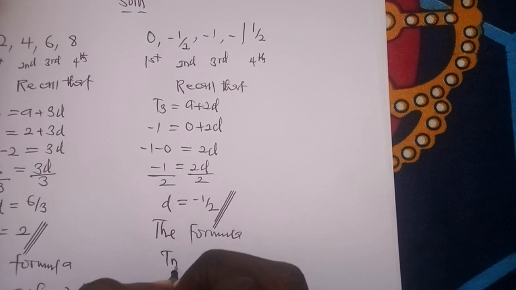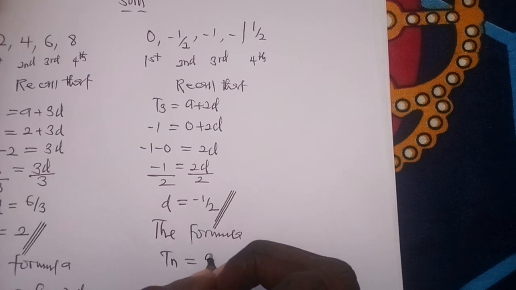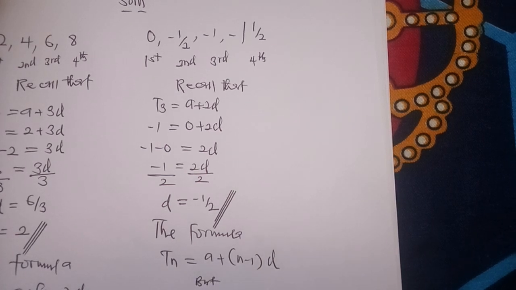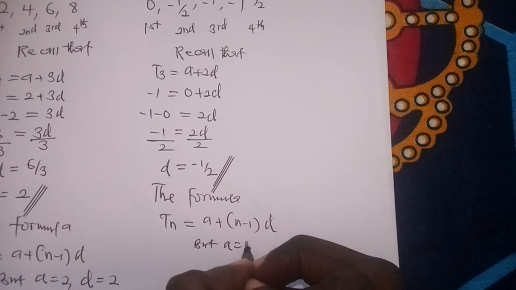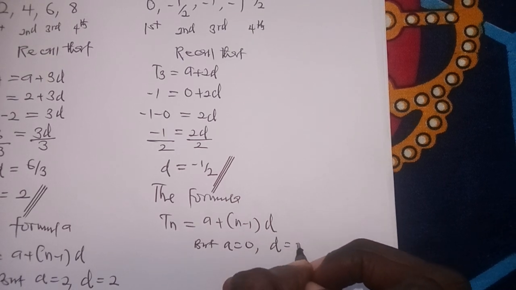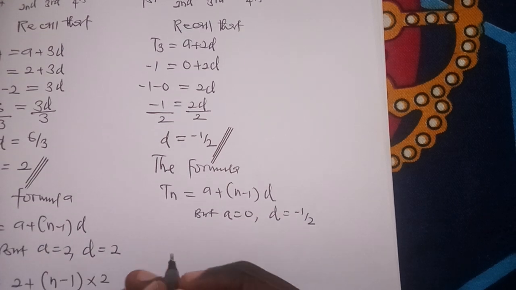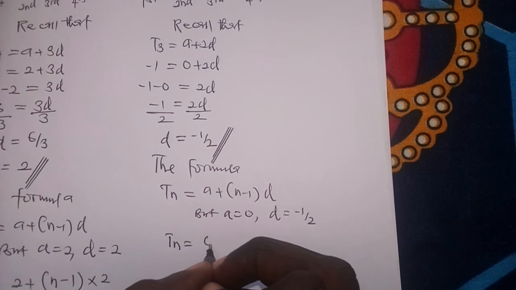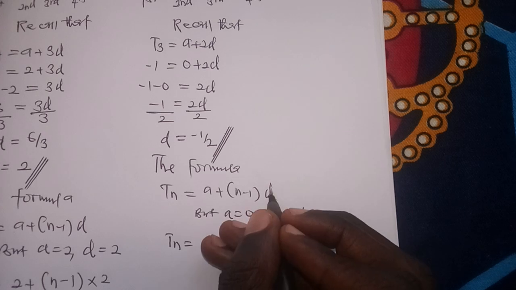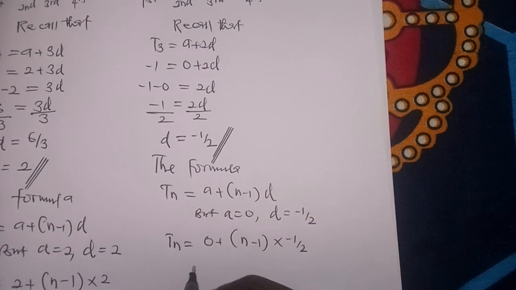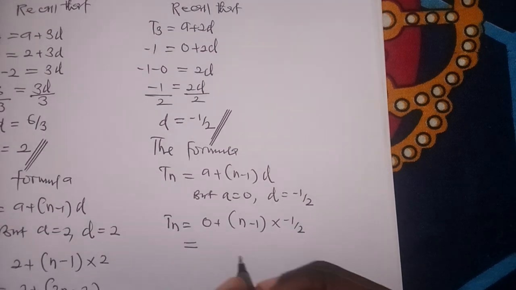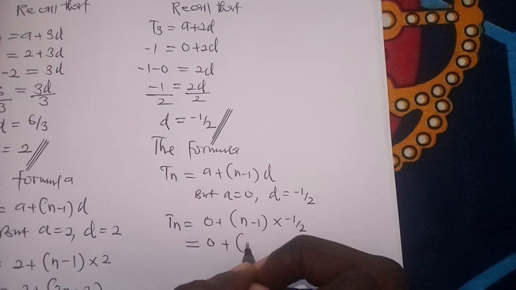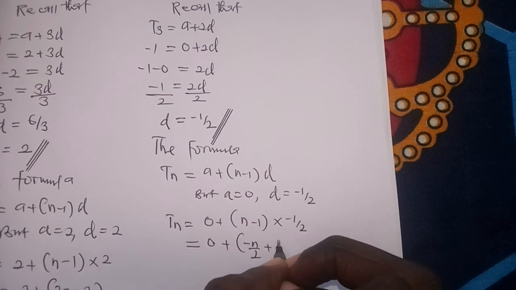the nth term is a plus n minus 1 times d. We substitute now. The first term, that is a, is given as 0 and d is given as minus 1 upon 2. Then the nth term that we are asked to find becomes 0 plus n minus 1 times minus 1 upon 2. Then this is equal to 0, plus n times minus 1 giving minus n upon 2, plus 1 upon 2.